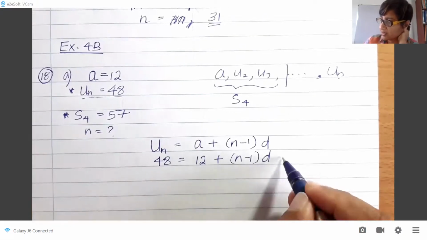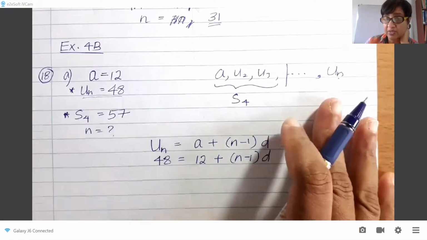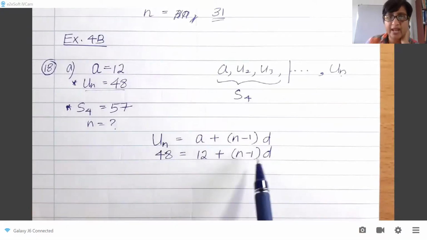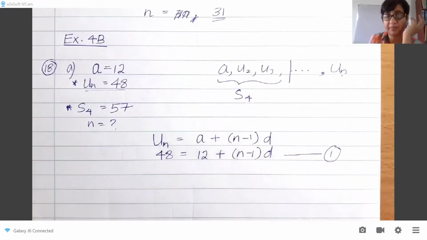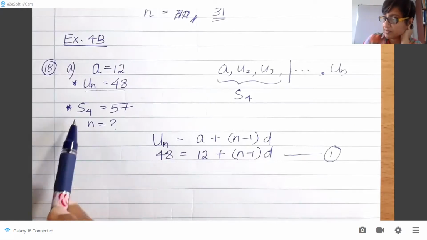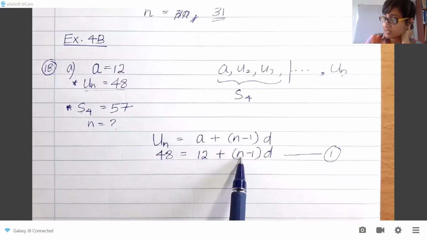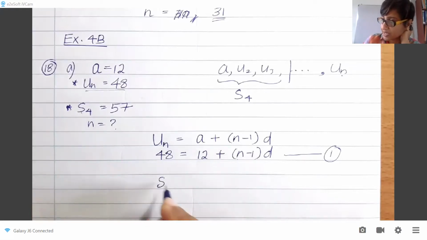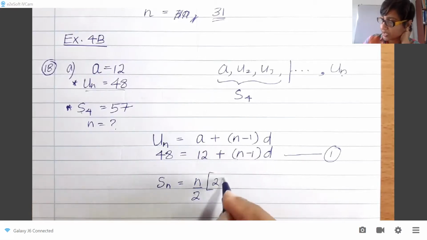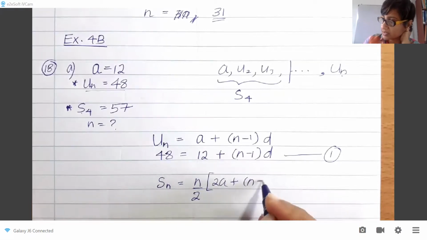So I have gotten an equation with two unknowns, n and d. So let me just call it 1. For sure, I have to set up another equation with n and d. Then if I have two equations with the same two unknowns, I can solve them simultaneously and find them. So maybe I can get another equation in terms of n and d using this. Let's use the Sn formula. Sn formula is n over 2, 2a plus n minus 1.